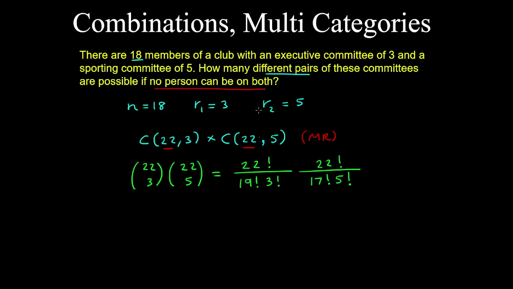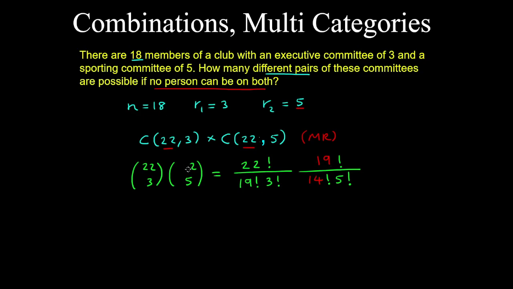Now if no person can be on both committees, then we need to subtract the number of people already allocated to the executive committee from the second combination. So given that 3 members were allocated to the executive committee, then we subtract this from the number of members. So therefore this becomes 19 factorial. And then n minus r2 factorial will be 19 minus 5, which gives 14 factorial. And that's multiplied by r2 factorial.